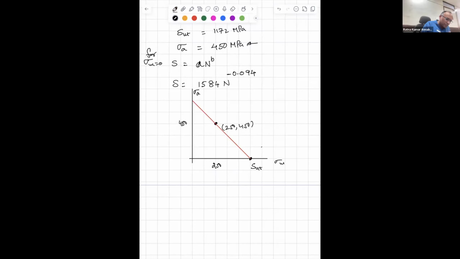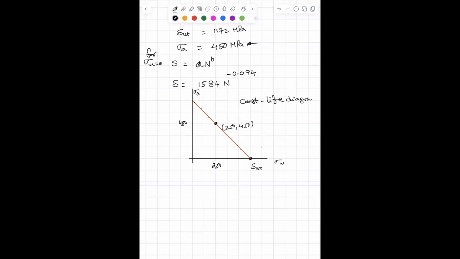That is my sigma a. What is the beauty of this line? The beauty of this line is that, what is the name of this line? Goodman line, also known as constant life diagram. What is the meaning of that? All the points on this line will have the same life. Do you agree or not?